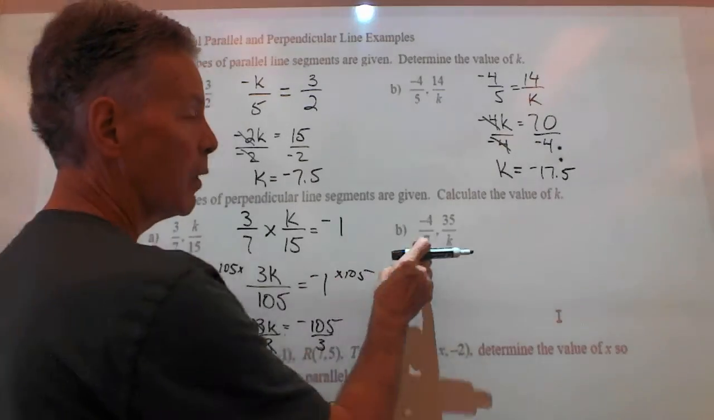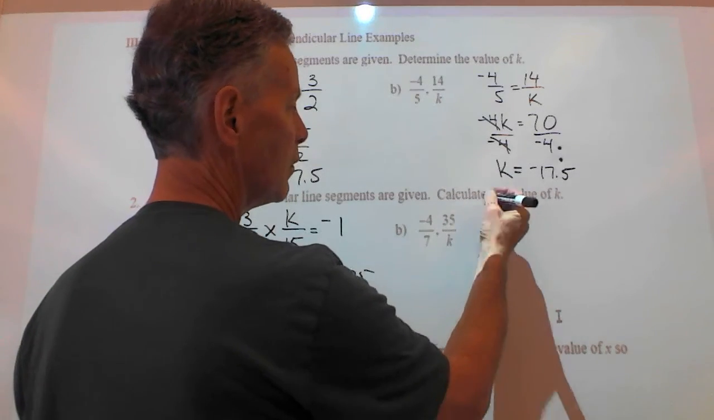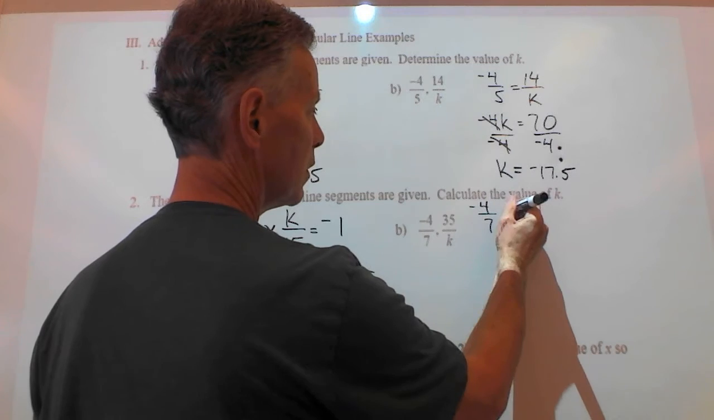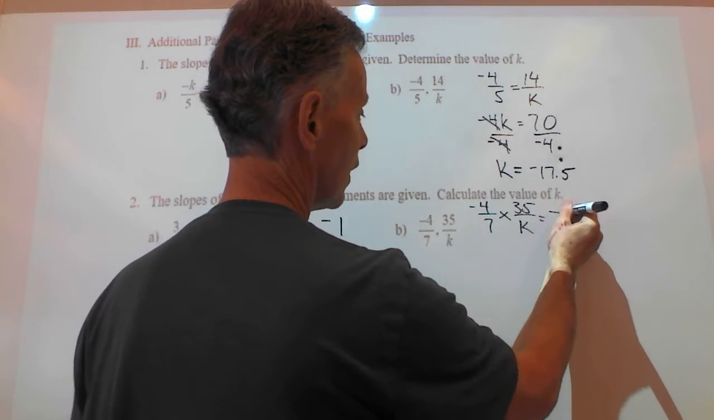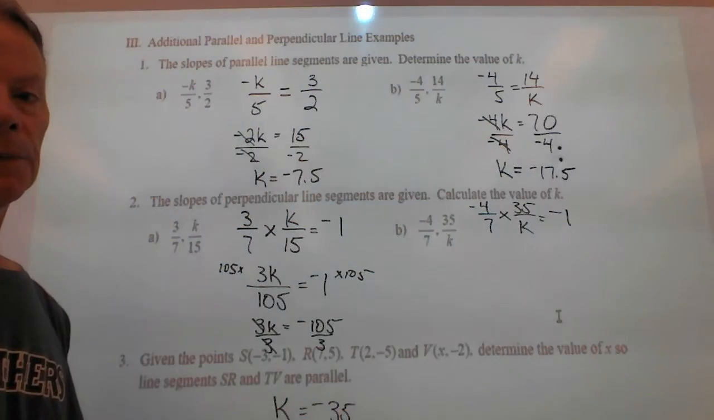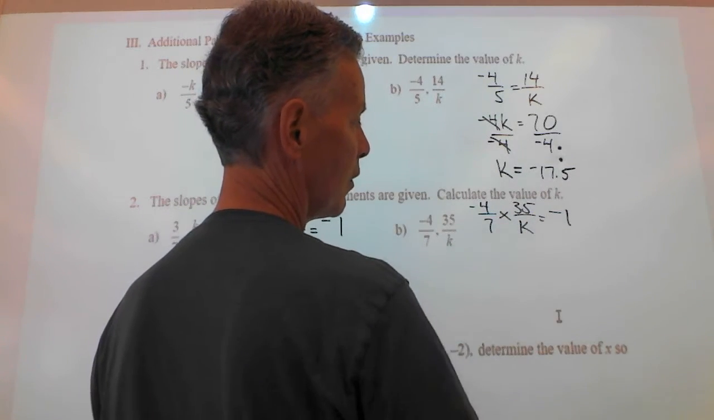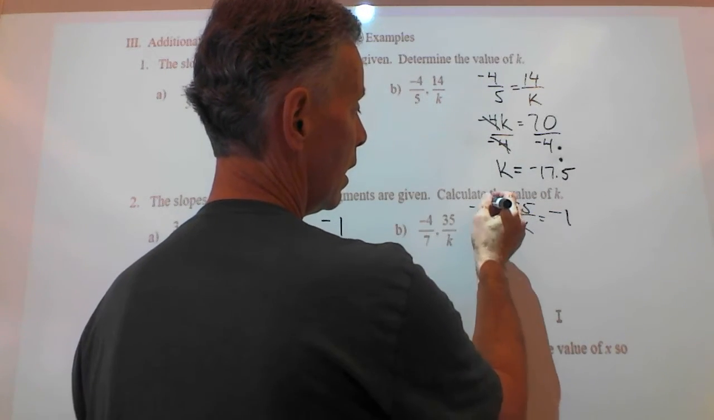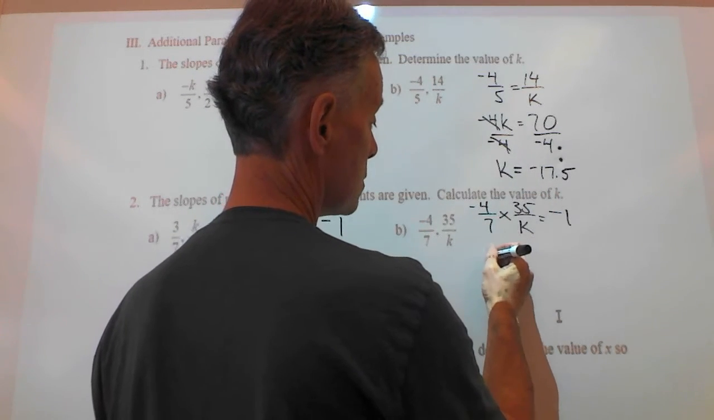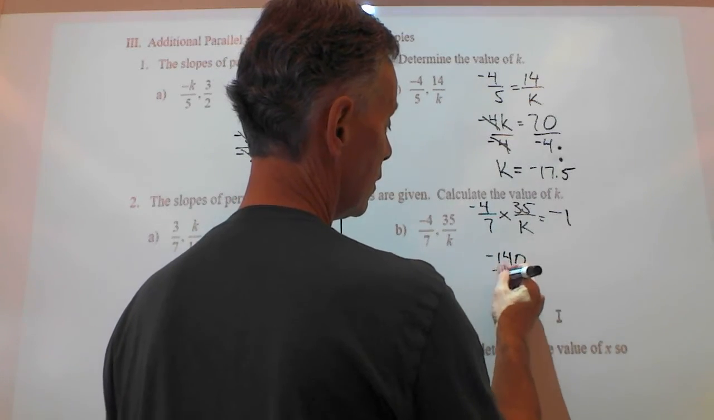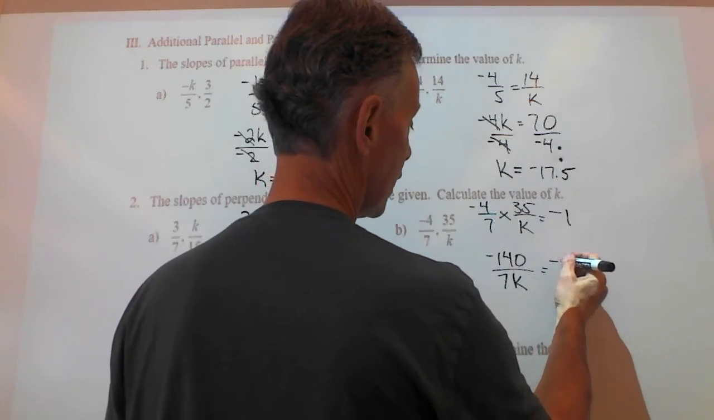Okay, we'll do one more really quickly. Again, because these are perpendicular, we don't make them equal to each other, but we know that if we take them and multiply them together, we'll always get the same answer, negative 1. Okay? Simplify the left side and isolate the variable. So, negative 4 times 35 is 140. Negative 140 over 7k equals negative 1.